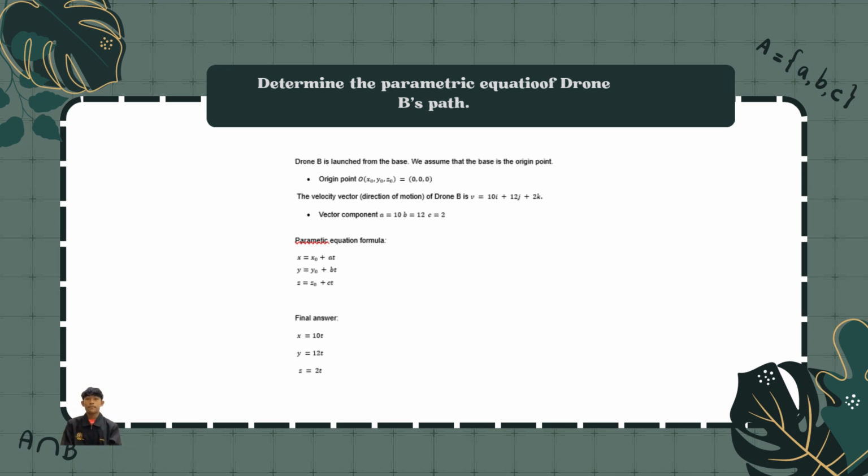Now, we determine the parametric equation of the drone path. The drone's velocity vector is 10i plus 12j plus 2k. From this vector, we can construct the parametric equation for x, y, z coordinates. Each coordinate changes over time based on the component of the velocity vector. This parametric equation allows us to calculate the position of the drone at a given time. This is useful when analyzing the drone's movement and determining whether it will reach a specific location.